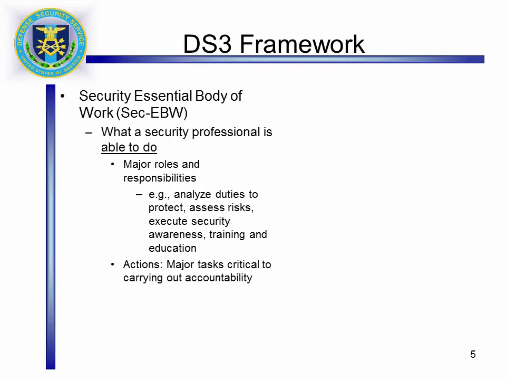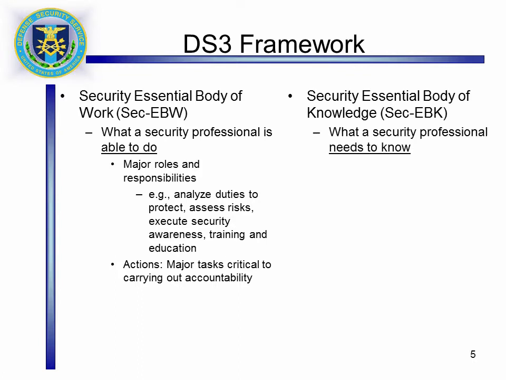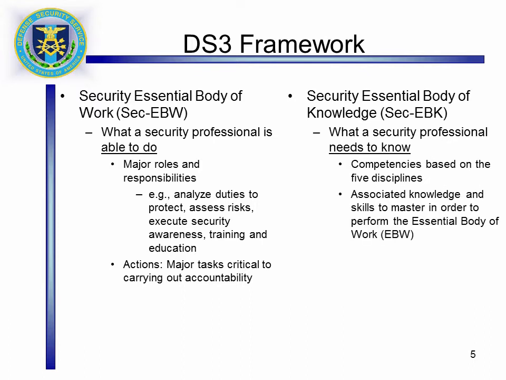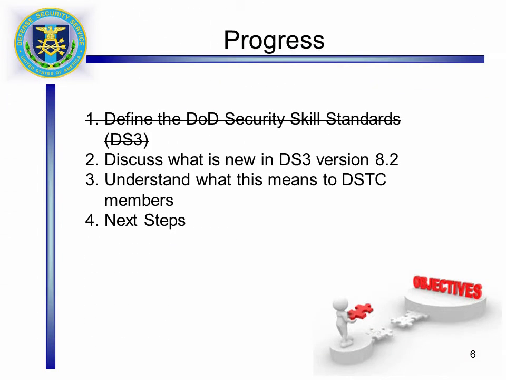The DS3 is also composed of the Security Essential Body of Knowledge, or what a security professional needs to know, and this contains competencies based on the 5 security disciplines. It is composed also of associated knowledge and skills to master in order to perform the essential body of work. If we look back at our goals from the beginning of the session, we've accomplished our first task of defining the DS3. Let's move on now to discuss what is new in version 8.2.